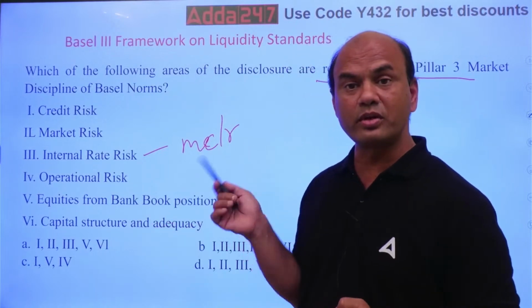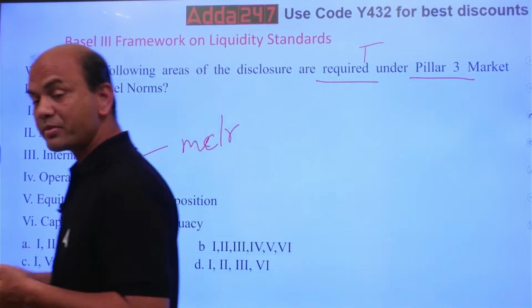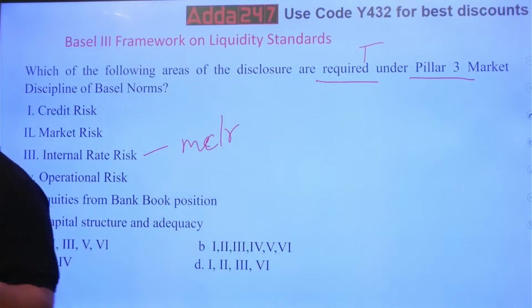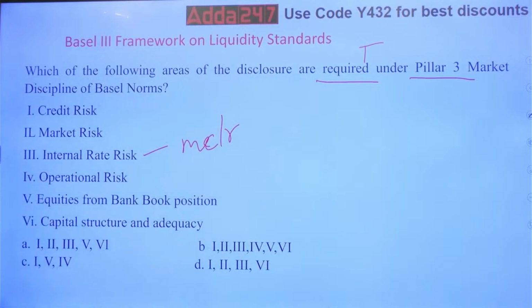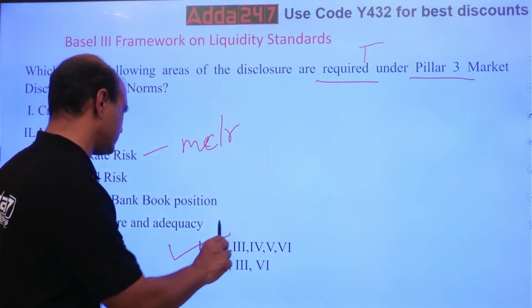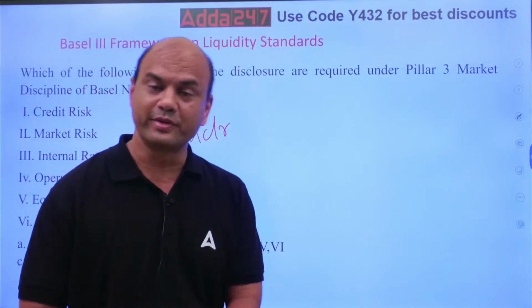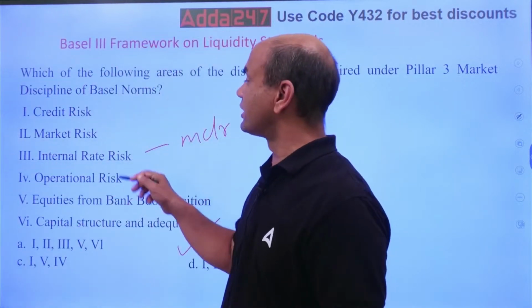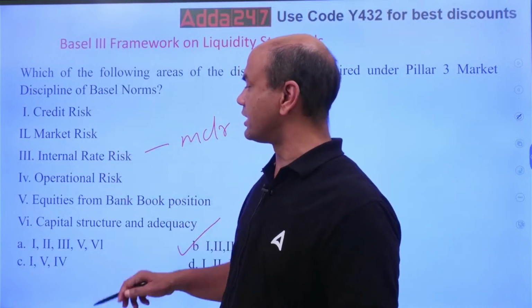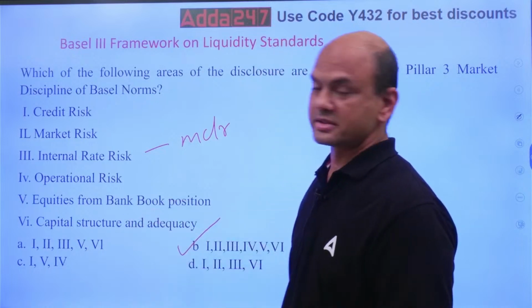Capital structure and adequacy: what is my overall capital? What are my reserves and surplus? What is my net profit? Am I having the net profit or am I not having the net profit? I must know this. Got it? So the answer is all of the above. All of them are needed over here: credit risk, market risk, internal rate risk, operational risk, equities from bank book, and capital structure.